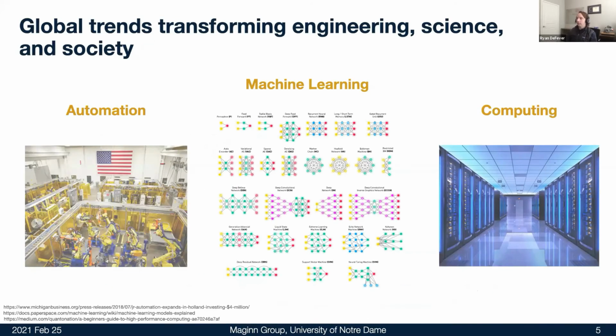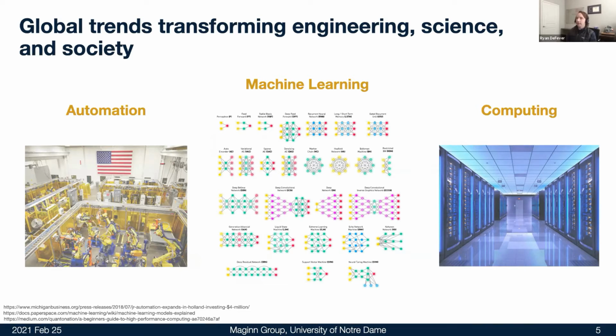So these 3 trends are, of course, not independent. They're evolving together. The computing power that we have is enabling us to build really complex machine learning models that we wouldn't have been able to train only a decade ago. And these machine learning models are, of course, enabling advances in automation, both in the physical domain with things like computer vision, but also in the virtual domain when you think about data processing and data analysis.